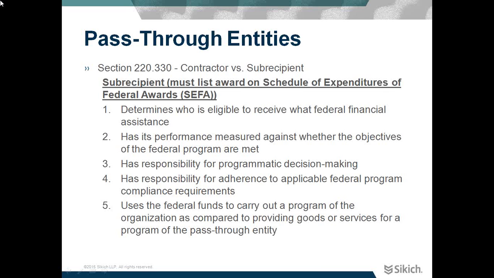What distinguishes a subrecipient from a contractor is that in a subrecipient circumstance, they're the ones who determine the eligibility of who's going to receive the federal assistance. They're the ones that have to measure their performance against certain objectives, as I mentioned, often performance objectives. They're the ones making the program decisions on who gets the aid and how the aid is administered. They have the responsibility to adhere to their compliance requirements. Each time they receive a grant, they have to understand that grant and know what the compliance requirements are to make sure they adhere to those requirements.